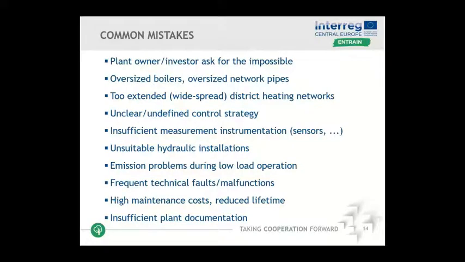Some more common mistakes, only two or three important points I would like to mention here. First, oversized boilers and oversized network pipes is often a problem. Then too extended and widespread district heating networks is one big issue. Often there are consumers connected to a district heating network that are too far away from a heating plant or the existing network, so that they can be supplied economically efficiently. Some more you can read afterwards. So at this point, I would like to hand over to Harald.